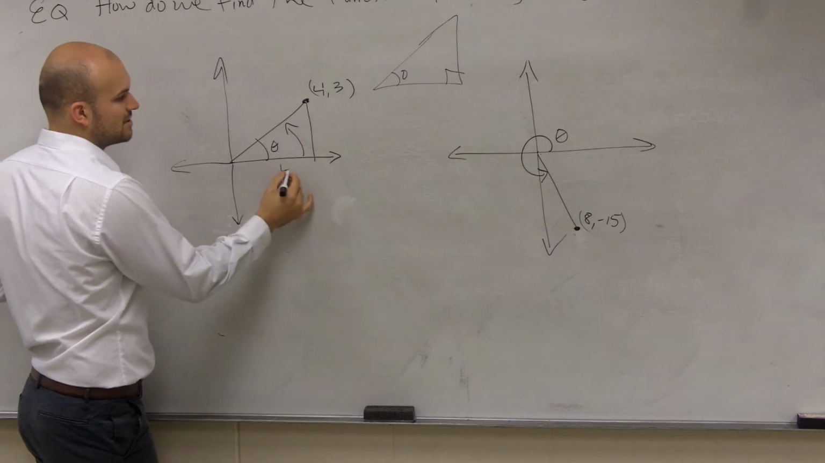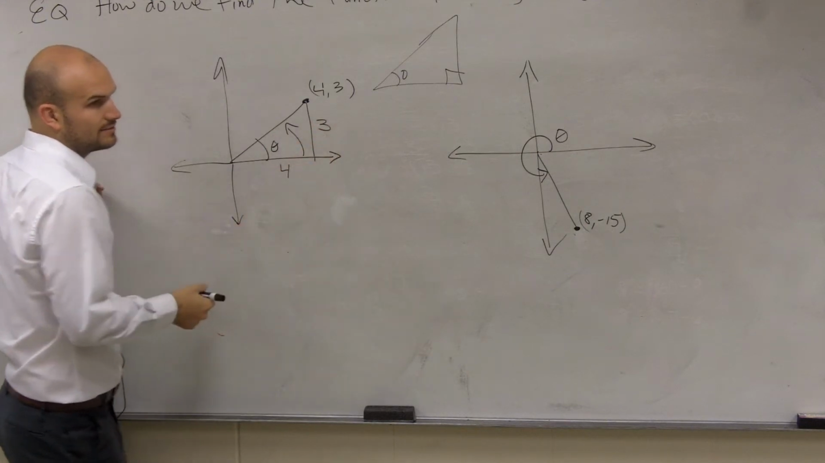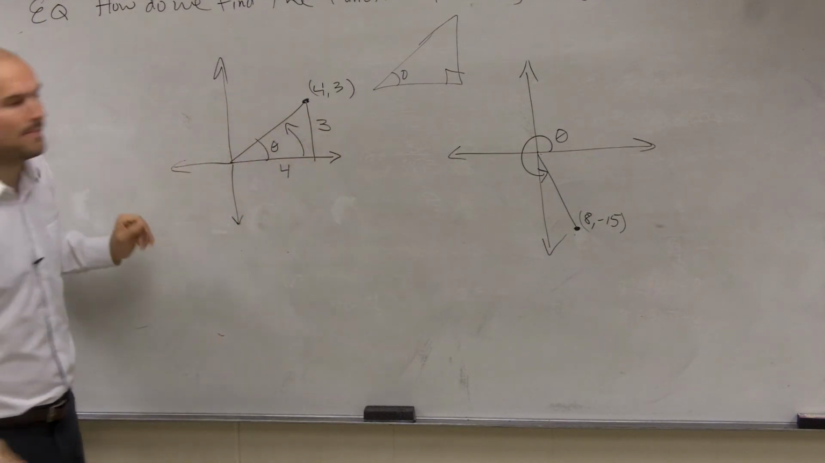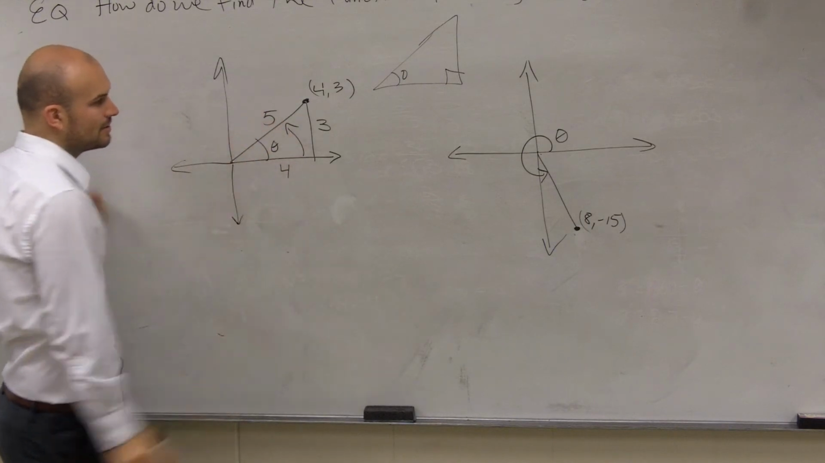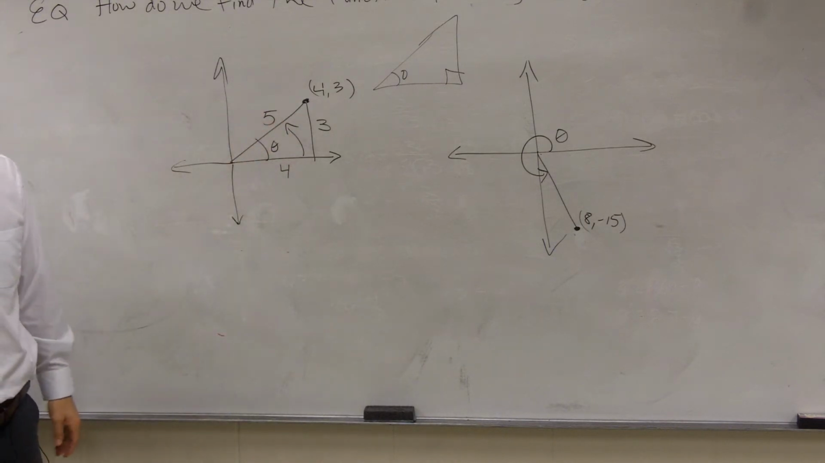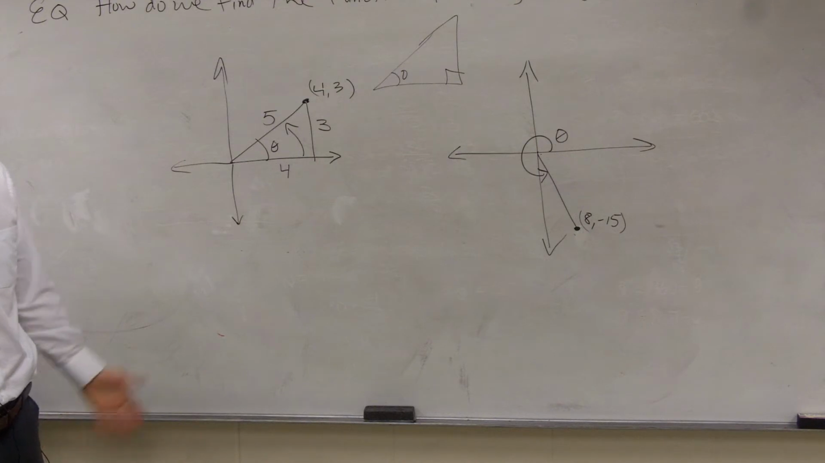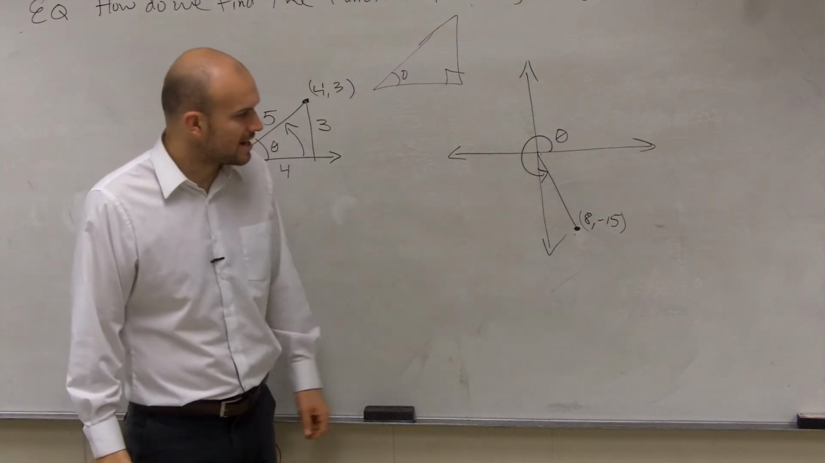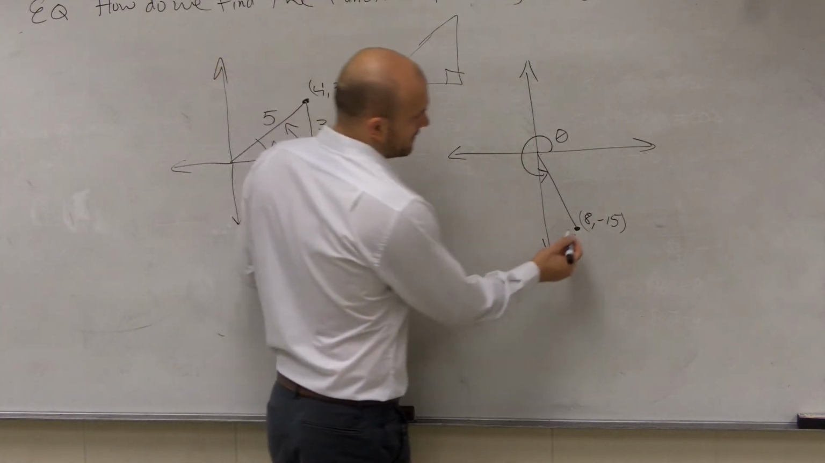So here, my x is 4 and then 3. Now I need to figure out what my hypotenuse is by using the Pythagorean theorem. I can say that's going to be 5. Here, I can create my triangle.